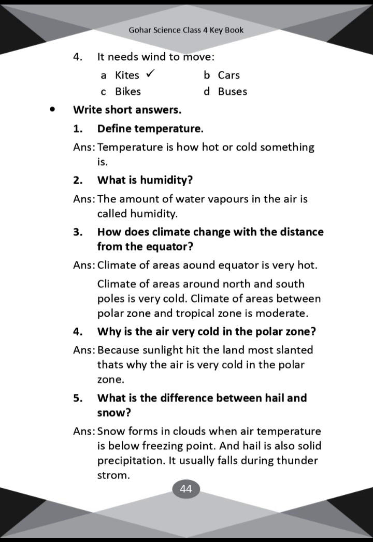4. Why is the air very cold in the polar zone? Answer: Because sunlight hits the land most slanted. That's why the air is very cold in the polar zone. 5. What is the difference between hail and snow? Answer: Snow forms in clouds when air temperature is below freezing point. And hail is also solid precipitation. It usually falls during thunderstorms.